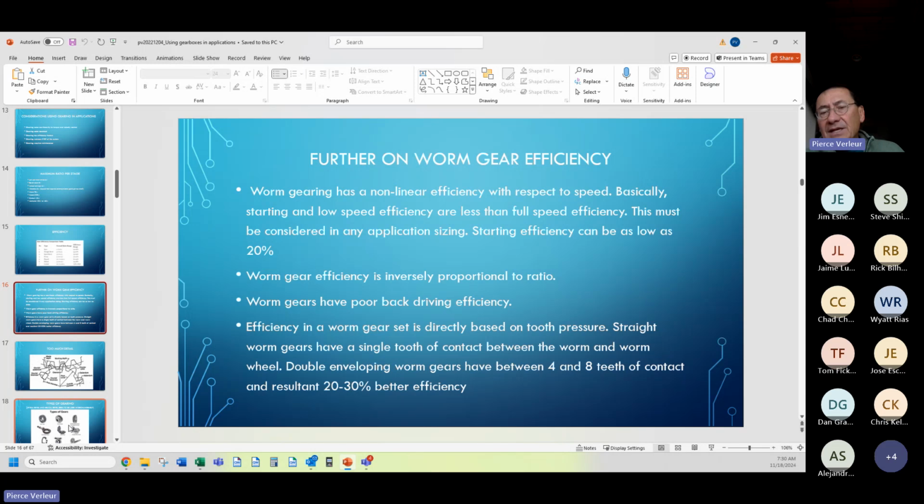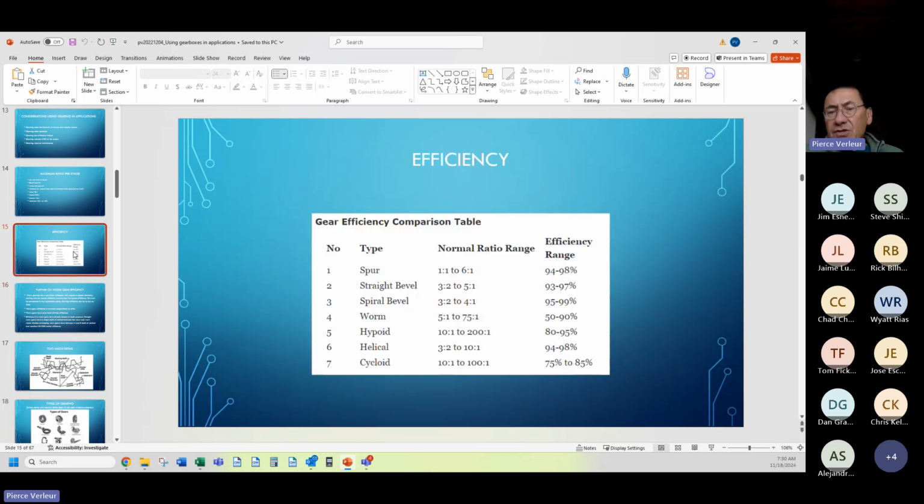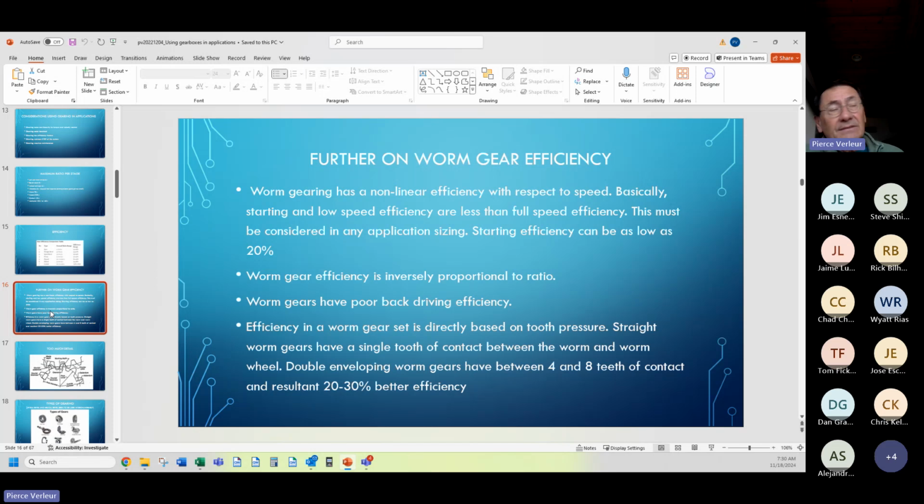Worm efficiency is not linear. While most of these are linear throughout the speed range, and therefore linear during acceleration and deceleration, worm gearing is not. You need to know this because it can catch you and cause problems if you don't factor it in. Worm gearing is not linear in efficiency. Its efficiency drops as the velocity drops.